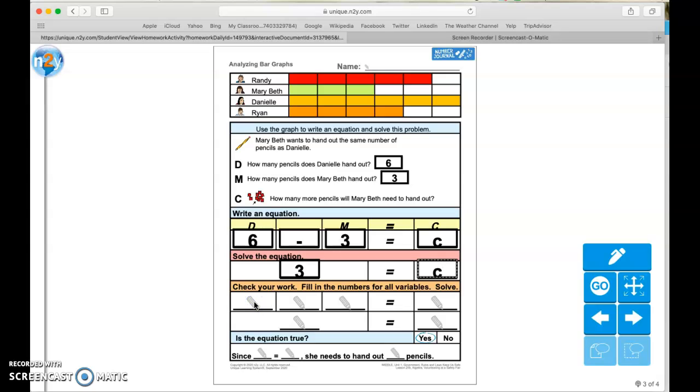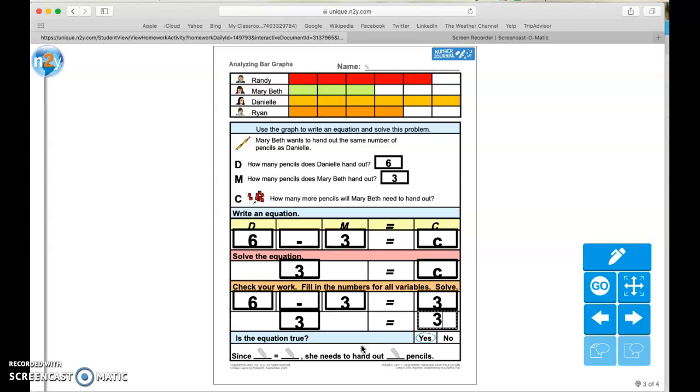So now it says check your work and fill in all the numbers. So now we're just taking them from here and putting it down here. 6, we know this is minus 3 equals 3. And over here, we're filling the same thing. It's going to be just exactly from up here to down here. 3 equals 3. Seems silly, but this is just checking your work, that you are finding the answer, and your answer is the same as what you already had up here, okay?